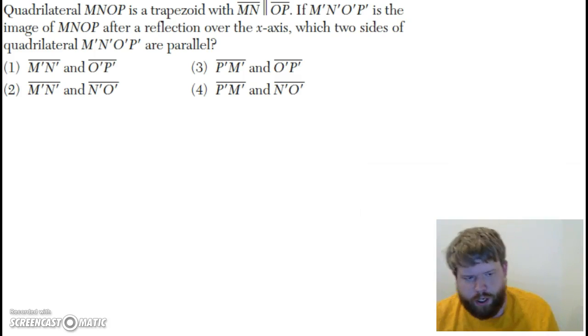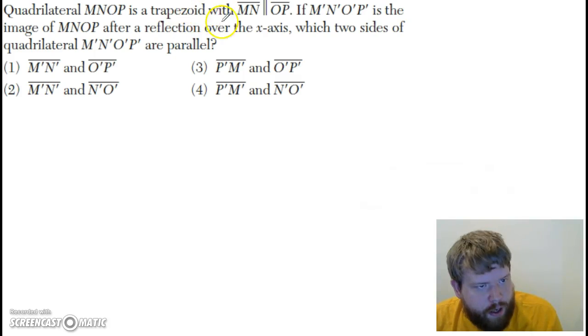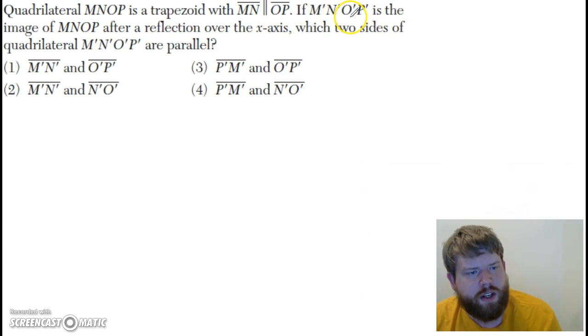Okay, let's do problem number 2. Quadrilateral MNOP is a trapezoid with MN parallel to OP, right? Trapezoids have one pair of parallel lines. If M prime, N prime, O prime, P prime is the image of MNOP after a reflection over the x-axis, right? So the primes here indicate that a transformation has taken place, in this case, reflection over the x-axis. Which two sides of the quadrilateral M prime, N prime, O prime, P prime are parallel?